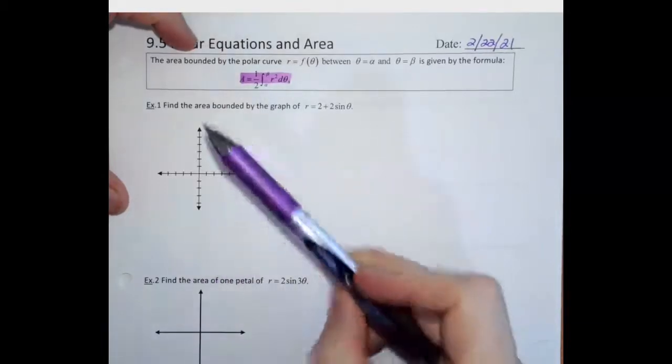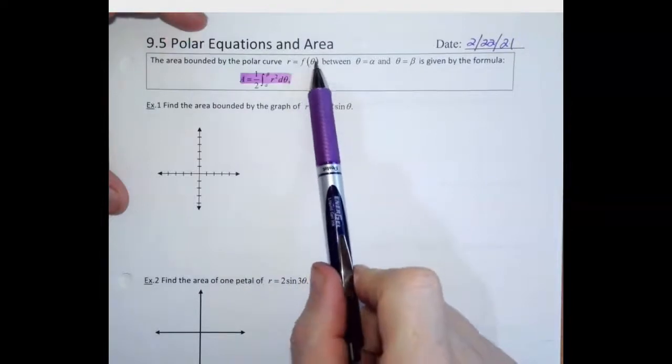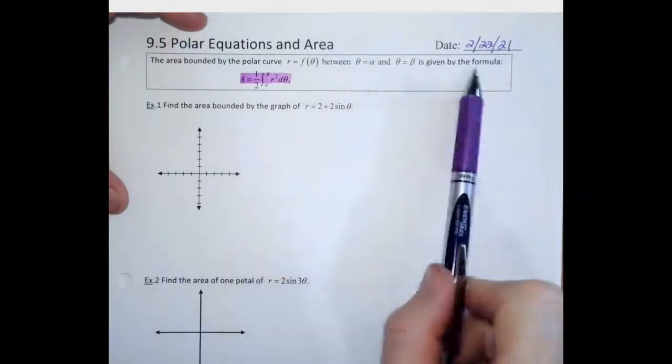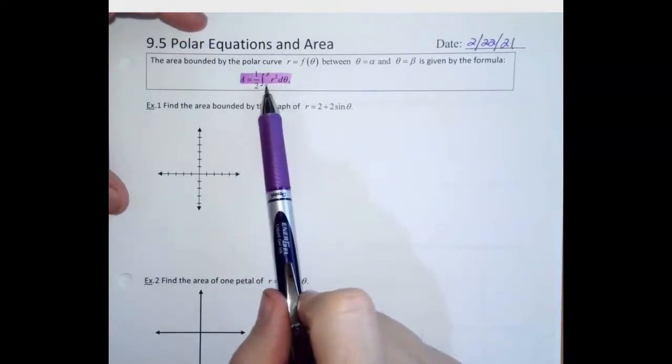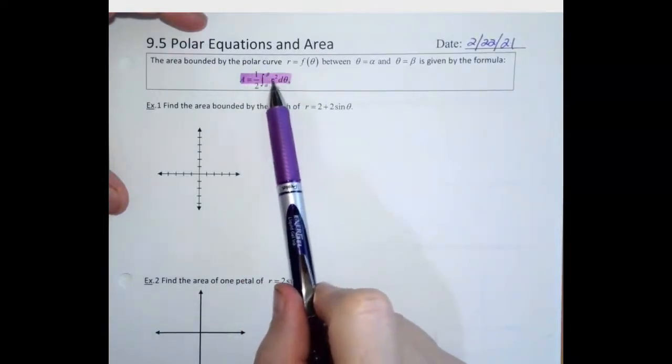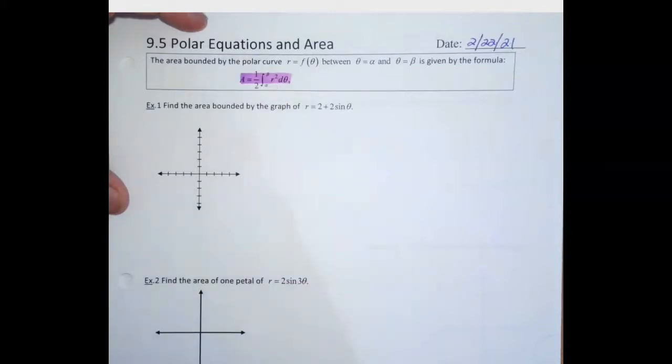The area bounded by the polar curve r equals a function of theta between alpha and beta is given by this formula. So the area is 1/2 the integral from alpha to beta of r squared d theta. Okay, so before we apply that to this function, let's get a little bit of an idea what this looks like.